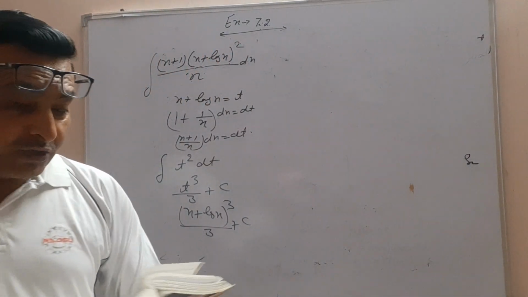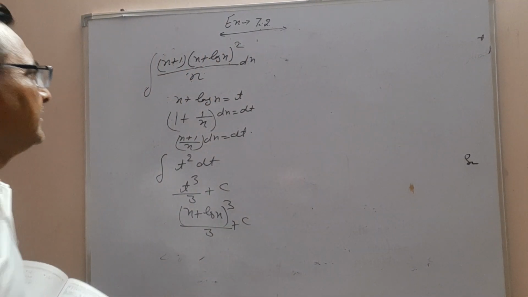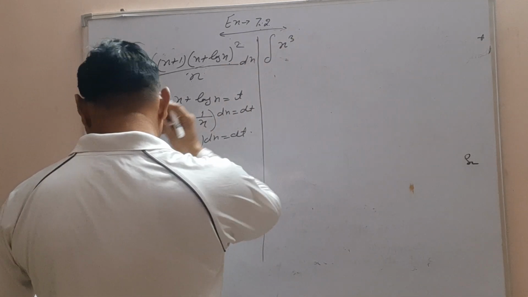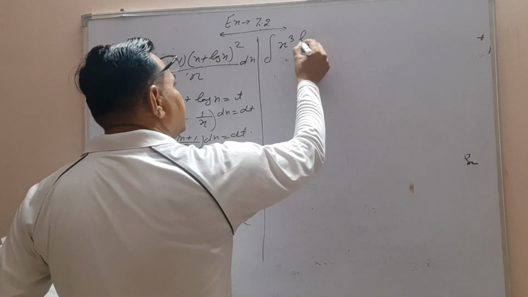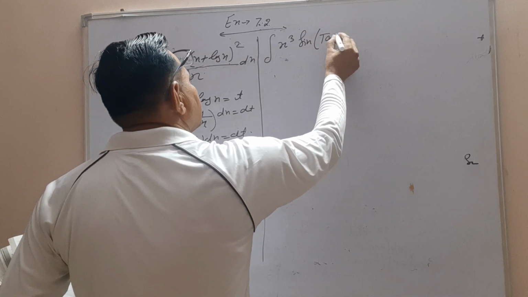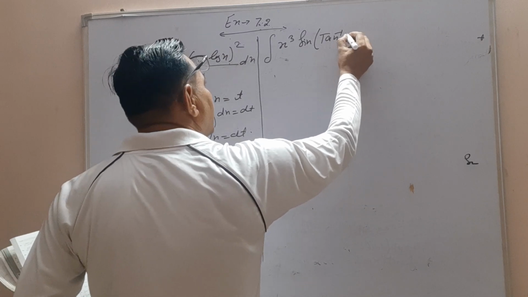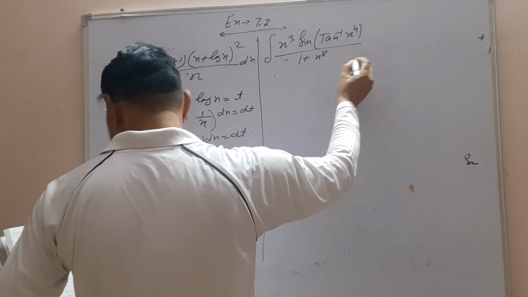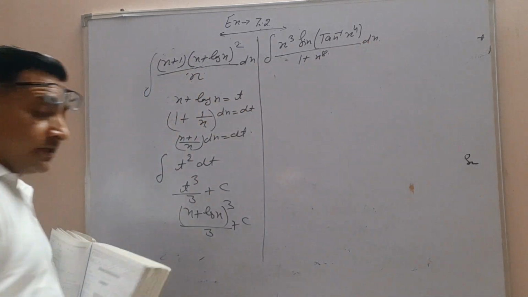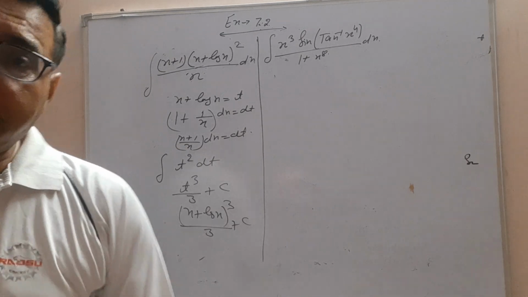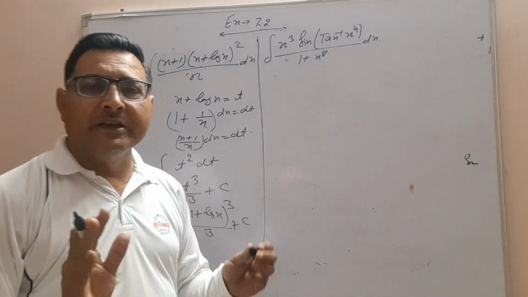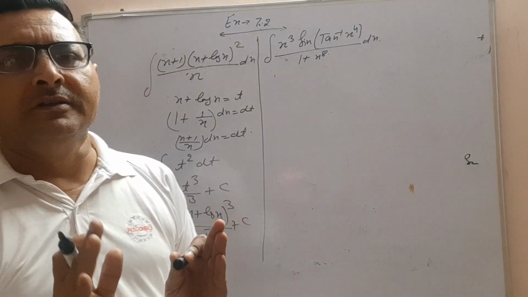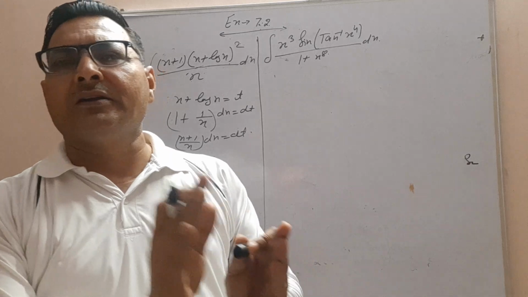Now the next question is the integration of x cube times sine of tan inverse x power 4, upon 1 plus x power 8, into dx. This is a very interesting question. Always keep in mind that integration of an inverse function is not possible directly. It is possible only by the product formula.